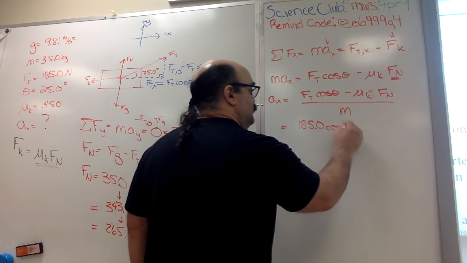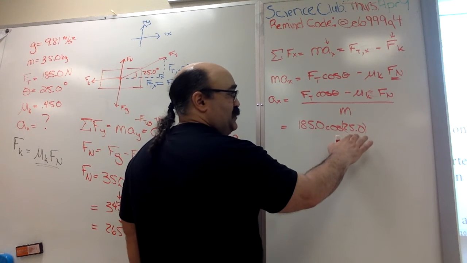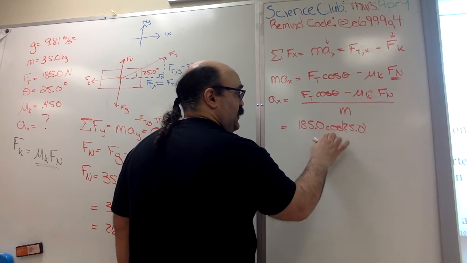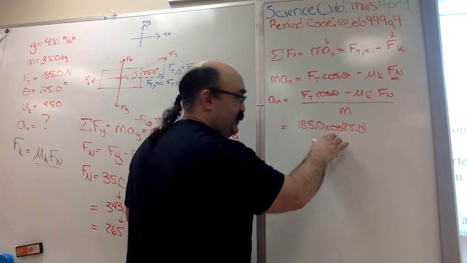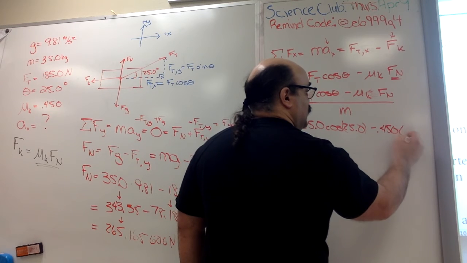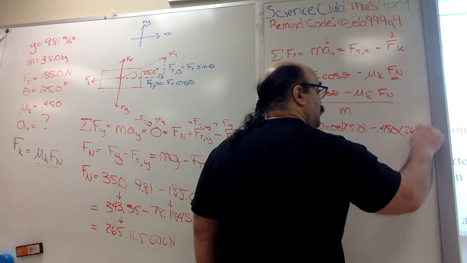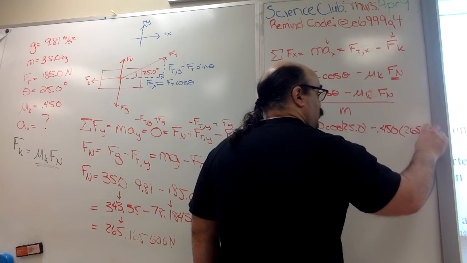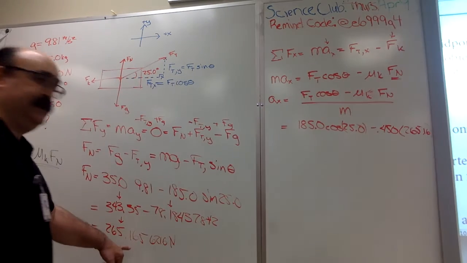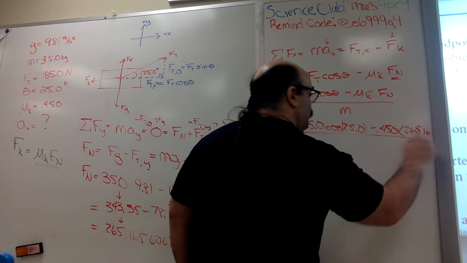185.0 cosine of 25.0. Again, remember, if this has 3 significant figures to start with, running the function should still give it 3 significant figures. Minus 0.450 times the normal force, which is 265 and some change. Ran out of room there, but you have the number from over here. All divided by 35.0.